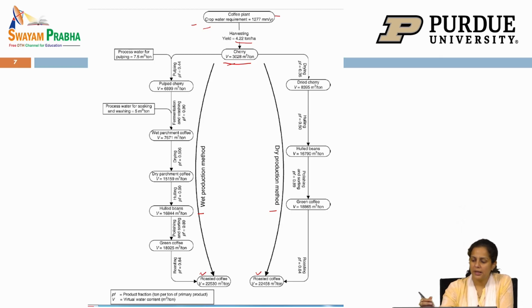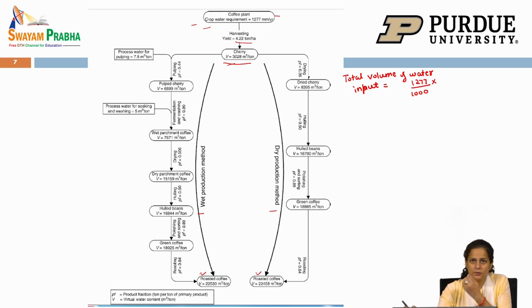Here what we do is that we want to know what is the total volume of water input. So, for the total volume of water input, we know that your crop water requirement for coffee plant is about 1277 millimeter per year. You can convert it into per hectare. So, for that we can basically say the depth of the water is 1277 by 1000 meter, and if we want to convert into per hectare, we can multiply by 10,000.